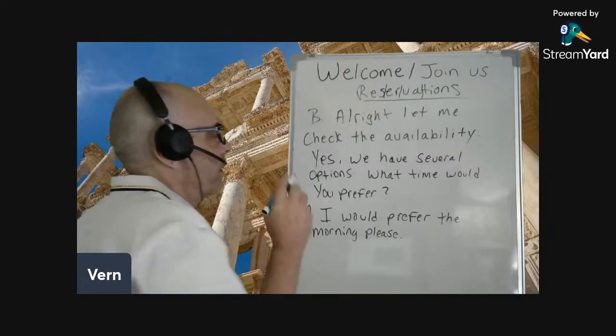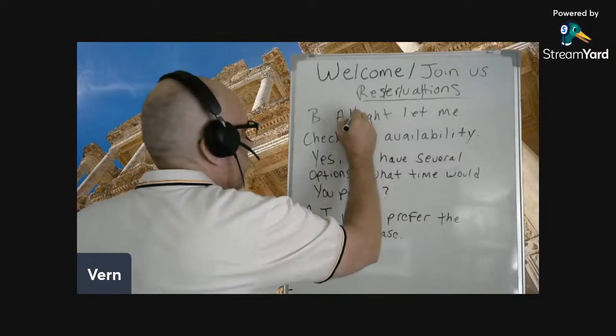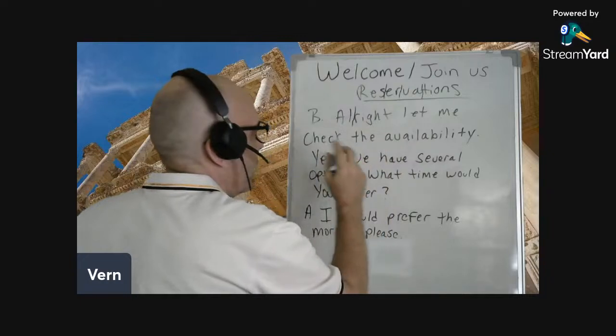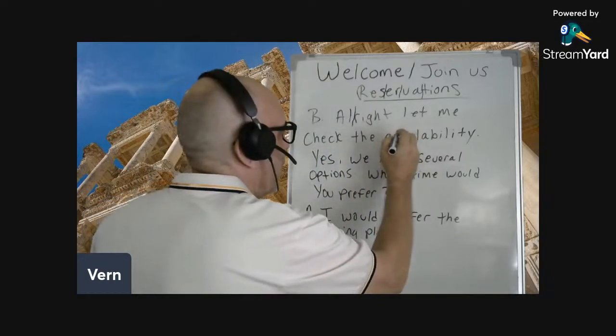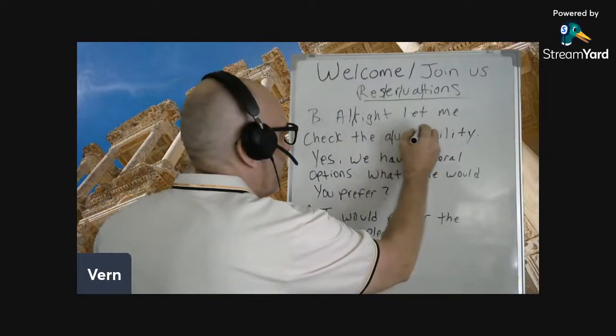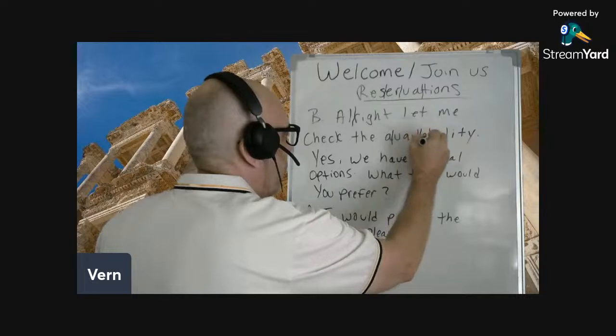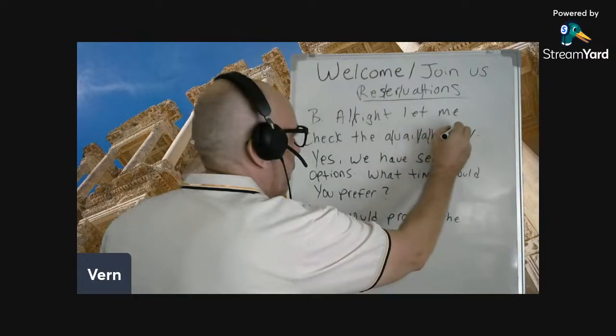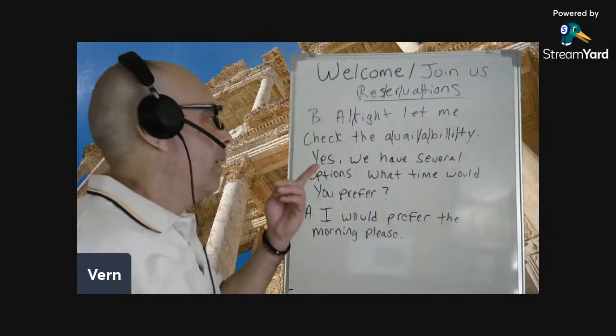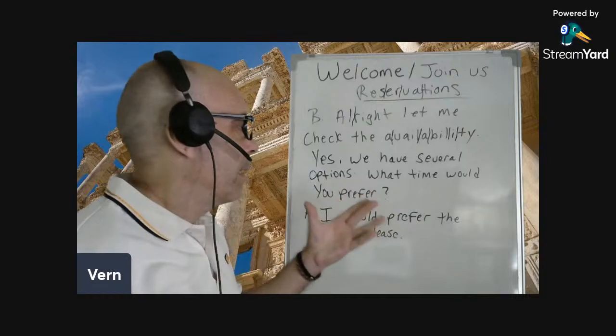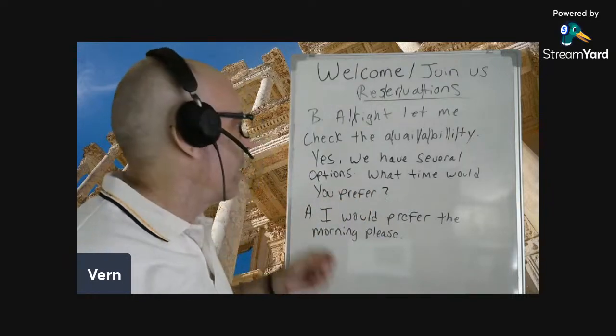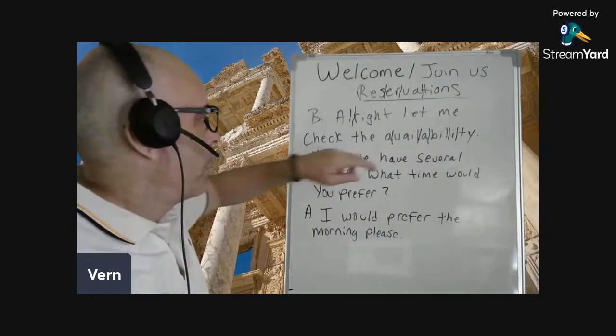All right, there's our syllable. Let me check the availability. Avail, bill, t. Availability. 6 syllables here. Now, what makes a syllable?